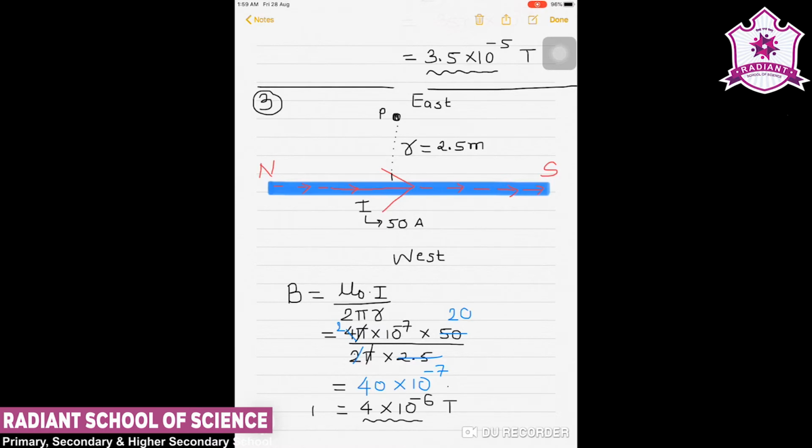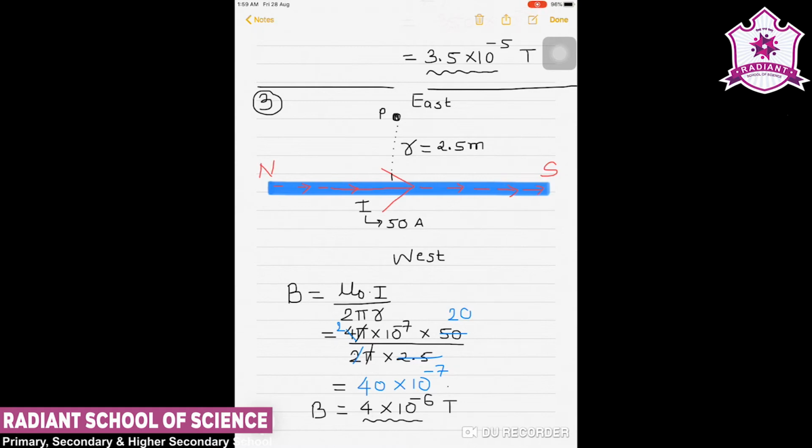So this is the direct magnitude of the magnetic field. Now we are asked the direction. Obviously, to find the direction of the magnetic field, we will use the right hand thumb rule. As per the right hand thumb rule, if the right hand thumb is in the direction of the current, then the fingers curling around that wire will be the direction of the magnetic field.